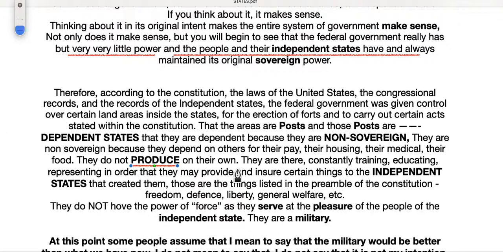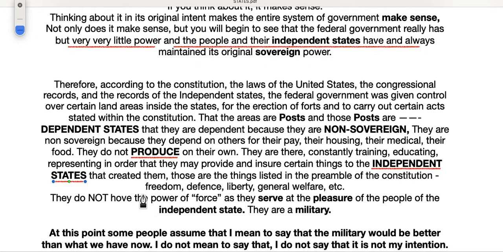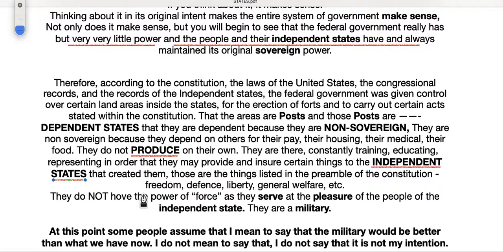They are there constantly training, educating, representing, in order that they may provide and ensure certain things to the independent states, joined in a firm league of friendship under the Articles of Confederation that created them. Those are the things listed in the preamble of the Constitution: freedom, defense, liberty, general welfare, etc. And you see the United States dependent state works to do things for the independent states, United States of America.